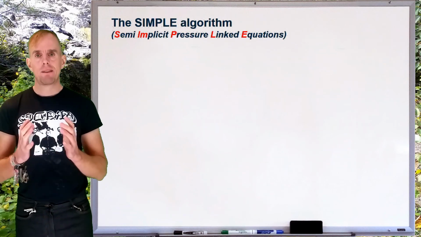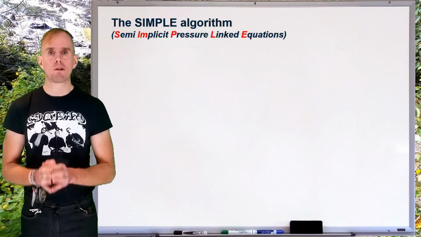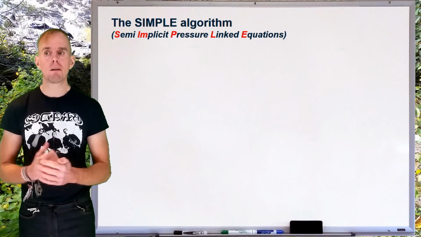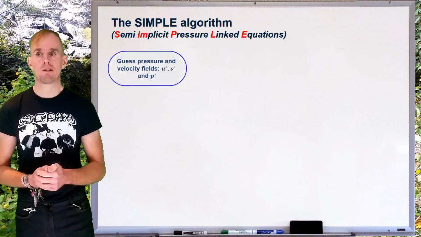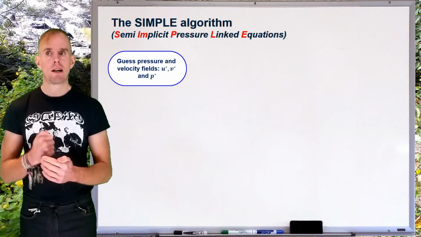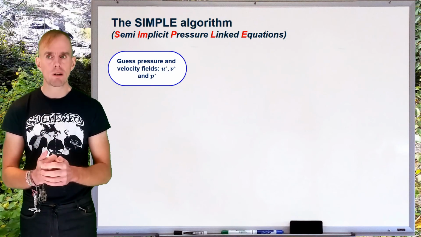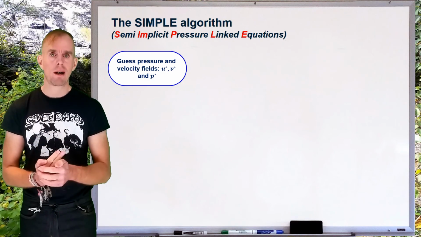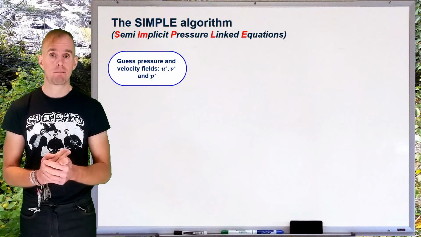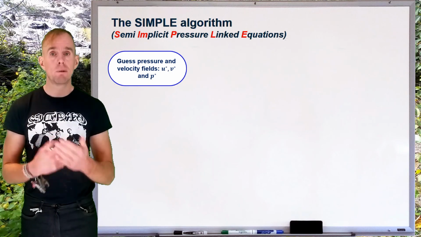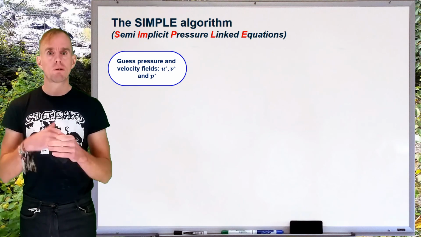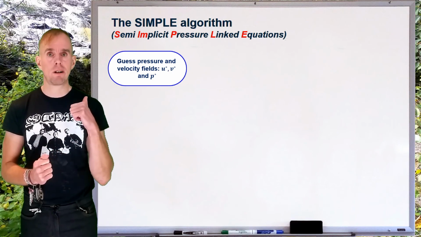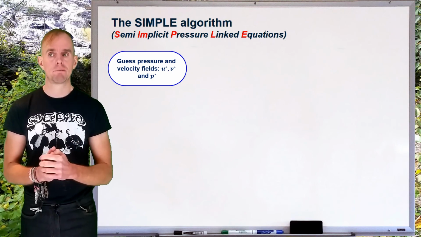So now that we've introduced those steps of pressure correction, let's see how the algorithm hangs together. The SIMPLE algorithm starts with a guess. It guesses the pressure and the velocity fields, so U star, V star and P star are all known at time t. Again, when you initialize a Fluent solution, you will see that it goes through some steps, and what it's doing is calculating U star, V star and P star.